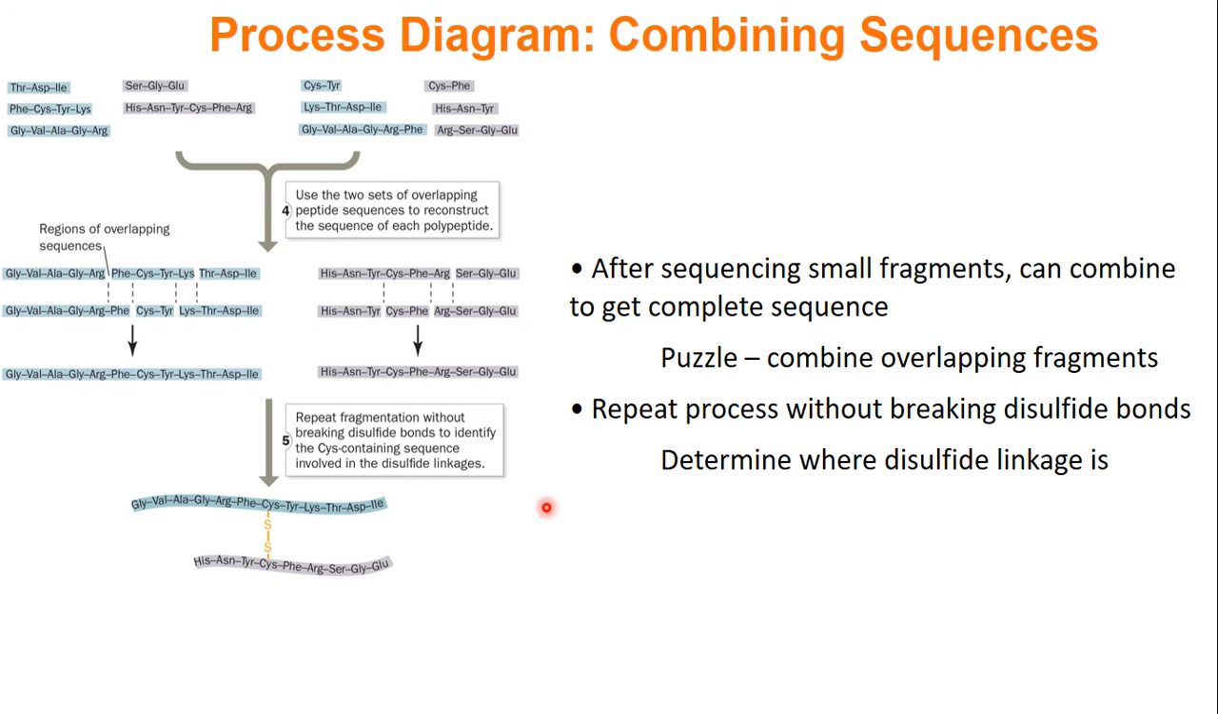Now, after you sequence your small fragments, you have to put everything back together. And so it's a puzzle, just like for DNA. If you remember, to sequence DNA, you have it in small fragments, and you realign the fragments. Same idea with proteins. You have small fragments, and you just overlap the fragments. And you also want to do a sequence in which you don't break the disulfide bonds, so you can see where your disulfide bonds actually happen.